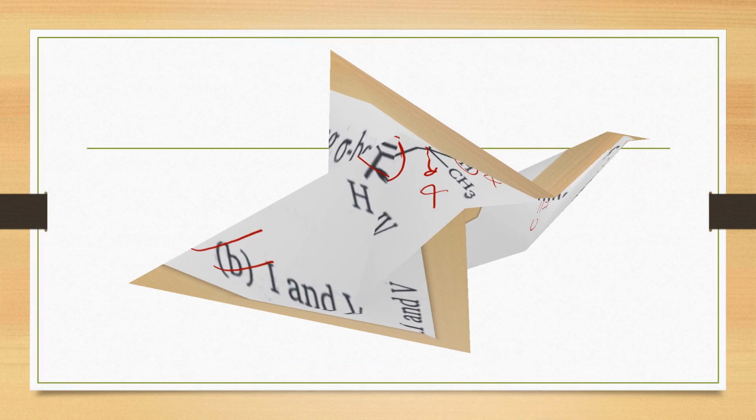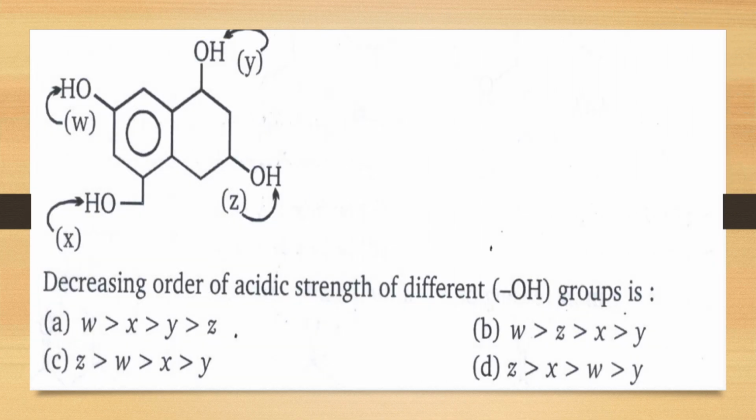Let's see the next question. It asks for the decreasing order of acidic strength of different OH groups. Okay, so if we are comparing the acidic strength, how can we compare? Suppose this OH group releases its H plus ion, then its oxygen will acquire a negative charge, and likewise for each of the others. Now we just have to find out on which oxygen the negative charge is more stable.